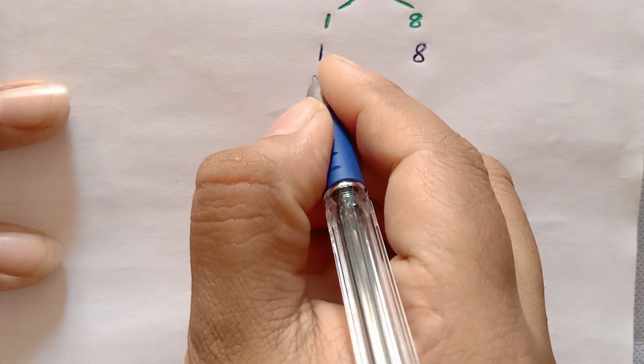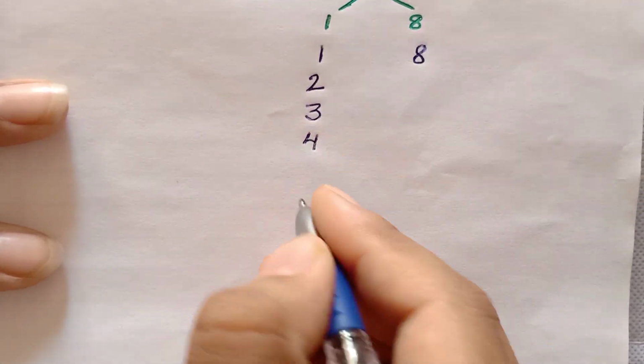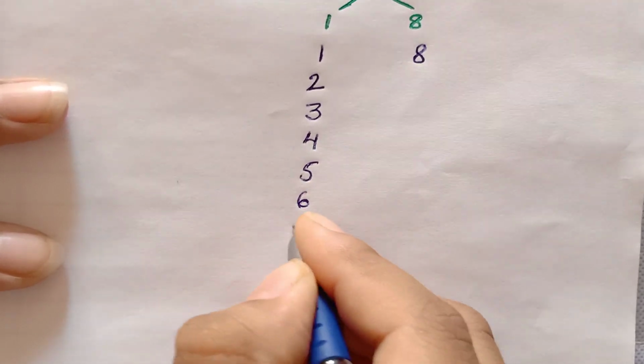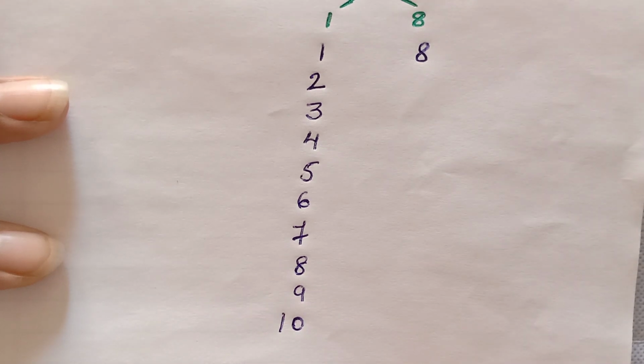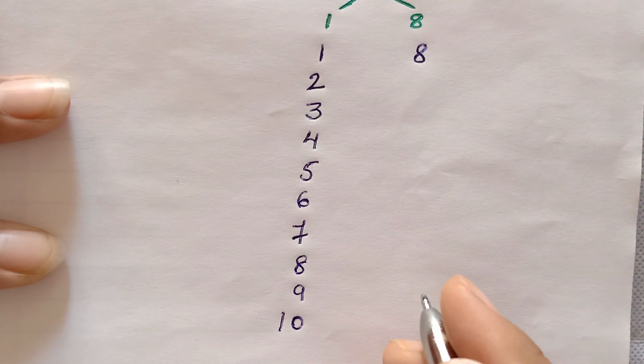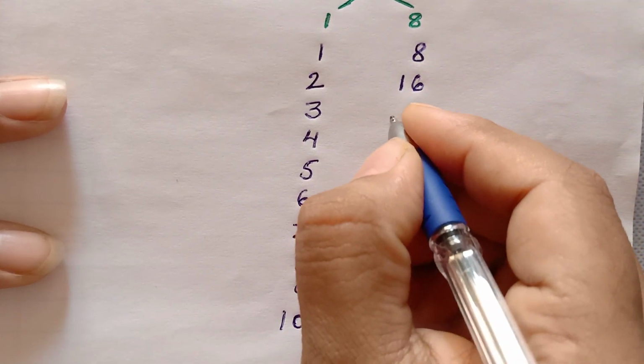So table of 1. Not a difficult task, right? 1, 2, 3, 4, 5, 6, 7, 8, 9, 10. Done. Writing the table of 8.